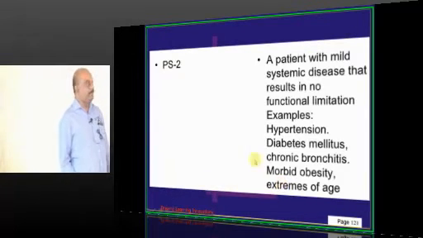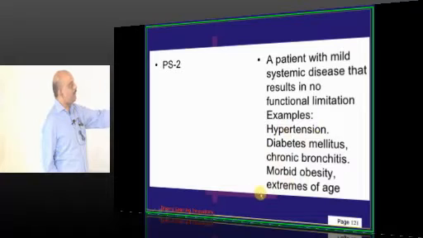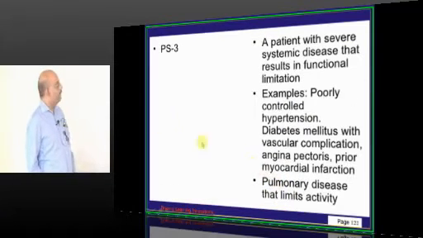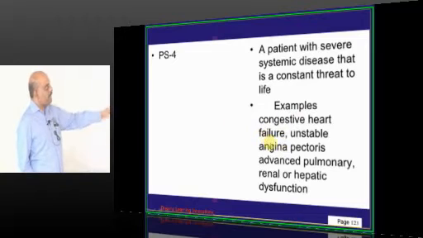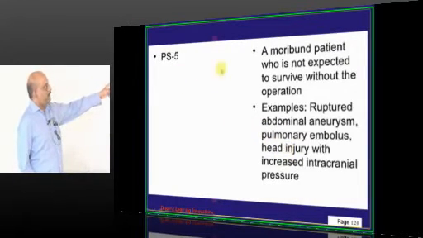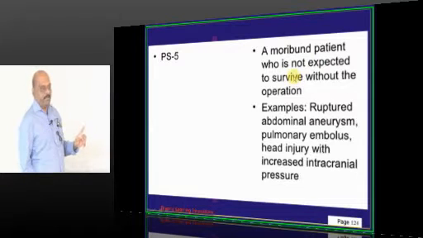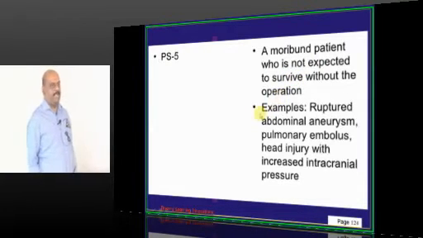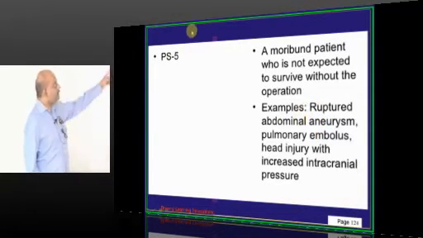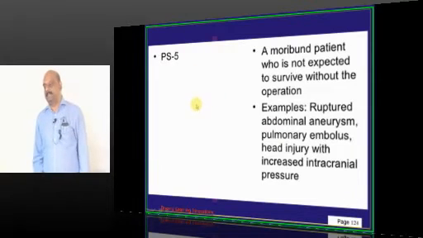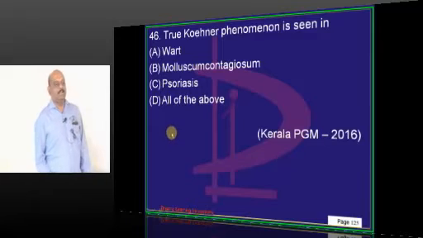PS1 is a normal healthy guy. PS2 means those who have hypertension, diabetes, chronic bronchitis or morbid obesity. PS3 is the one who has got systemic disease that results in functional limitation, like poorly controlled hypertension, blah blah blah. PS4 means systemic disease that is a constant threat to life, like CHF. PS5 is, they are not expected to survive without the surgery. Ruptured abdominal aortic aneurysm. Whatever the anesthetic risk is there, unless you put a knife, he won't survive. So he comes under what? PS5.